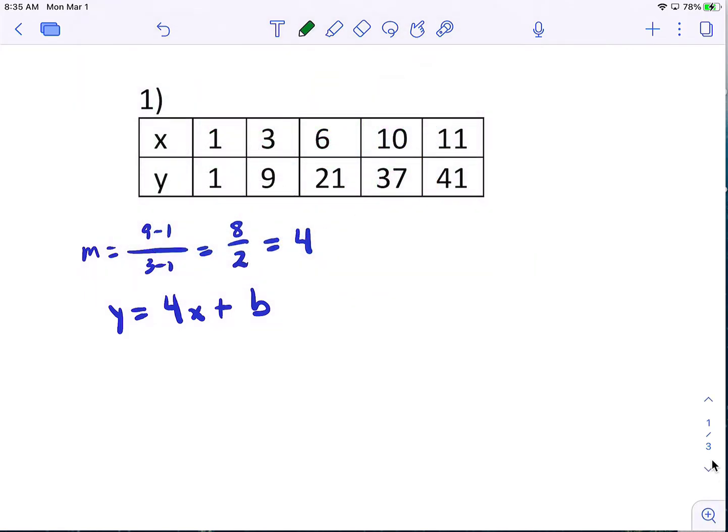Now I'm going to take any one of those points. And just to show you, I usually pick the smallest one, but I'm just going to pick something else. I'm going to pick this middle one instead, just to show you it really doesn't matter. So I'm going to put 6 in for x. I'm going to put 21 in for y.